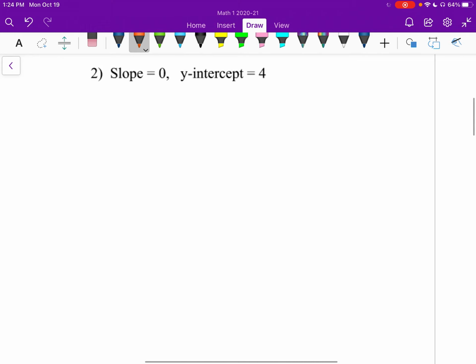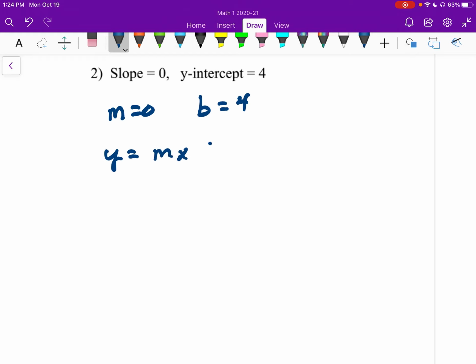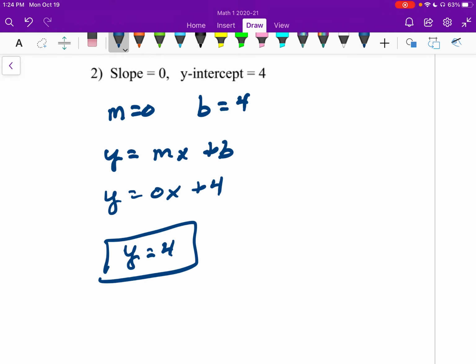Number 2, our slope is 0, so m equals 0. Our y-intercept b equals 4. Y equals mx plus b. Y equals 0x plus 4. And if you have 0x, well, that's really 0, so that can go away. Y equals 4. Right? And that makes sense because y equals 4 is a horizontal line, and the slope being 0 is a horizontal line. That tells us that it's going to be horizontal.